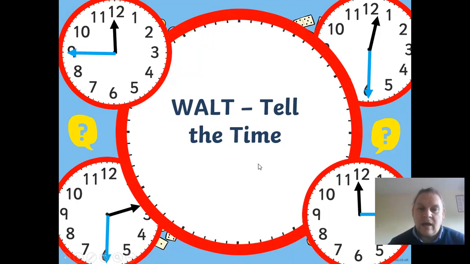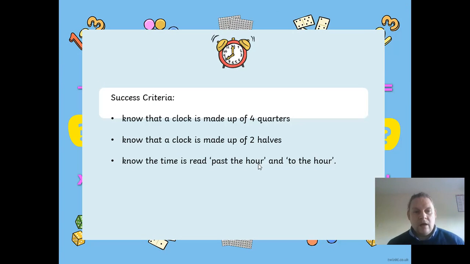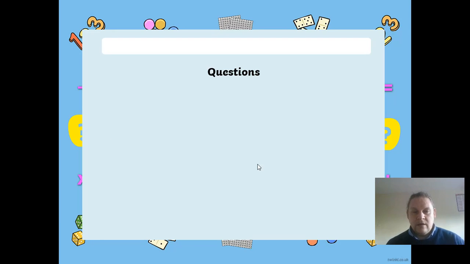Our work today is to tell the time. Our success criteria are that we're going to know that a clock is made up of 4 quarters, that a clock is made up of 2 halves, and that time is read past the hour and to the hour. Here are some questions for us.